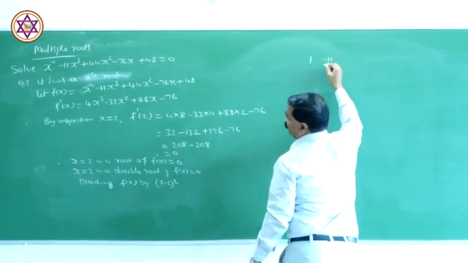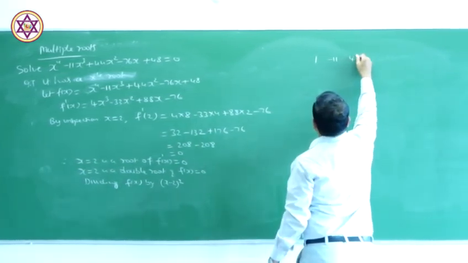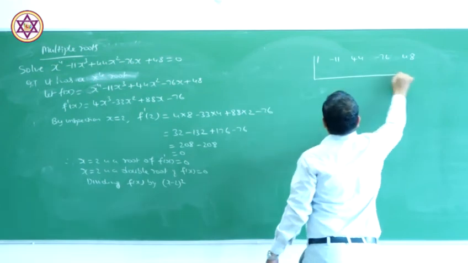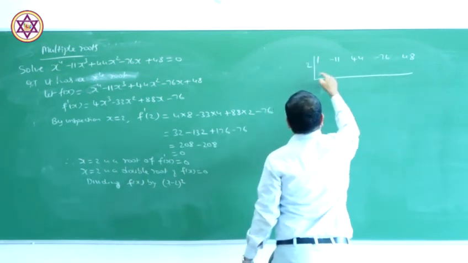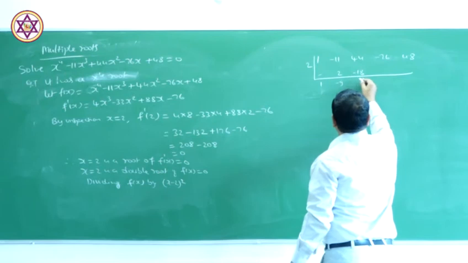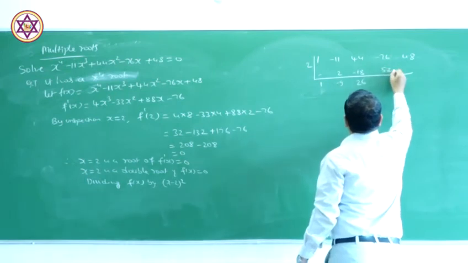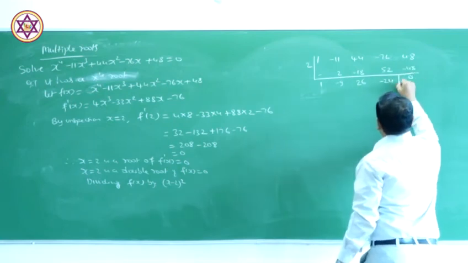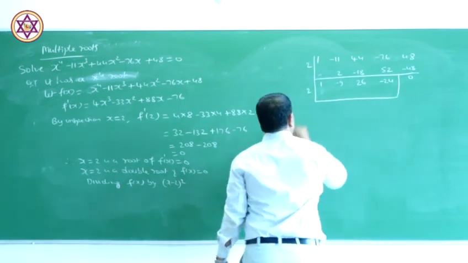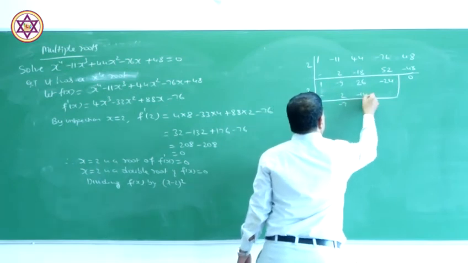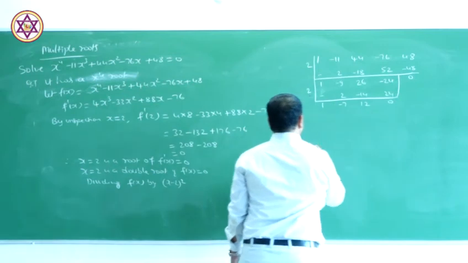1, -11, 44, -76, 48. 2: first term write down as it is, 2, -18, 52... So, we get -9, 26, -24, 0. 6, 26, 52, -24, -48, 0. Again divide: 1, -7, 14, -12, 24.